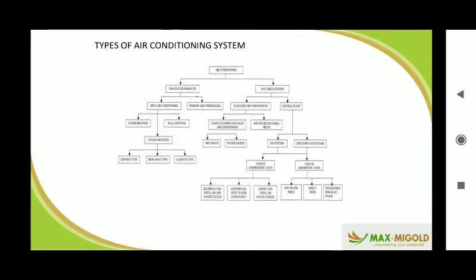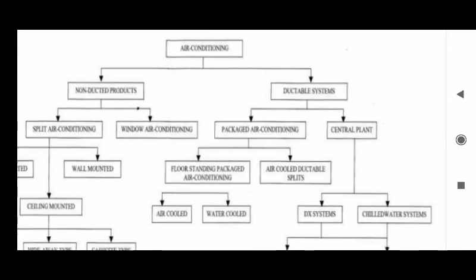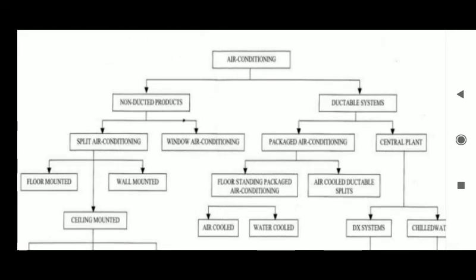Then the types of air conditioning system. You might ask, why do we have all kinds of air conditioning system? The kind of building that we live in determines the kind of AC we use in it. If you live in one single room, most single rooms have either a split unit or a window unit. The window unit is the cheapest form of installation you have.